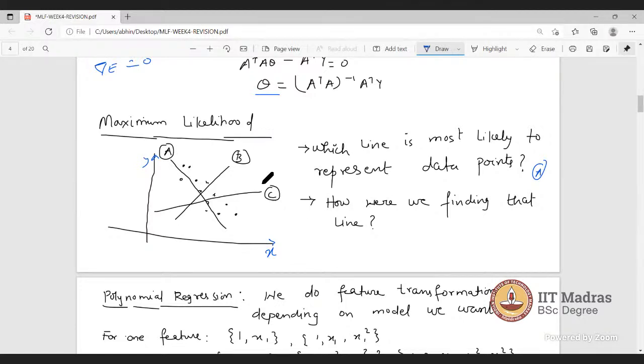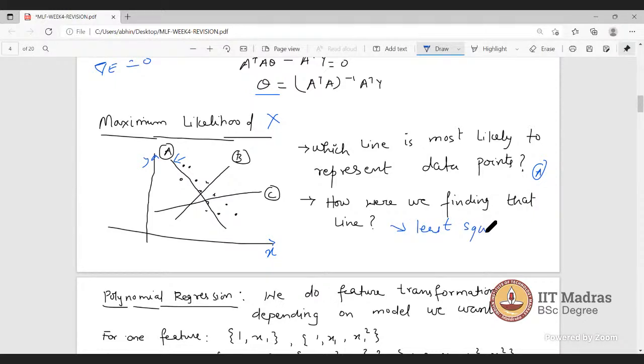So this is what we say. So this is the line of maximum likelihood. Now, can you tell me, the second question is, how were we finding these lines? This line A, how were we finding it? When we were not knowing maximum likelihood, how were we finding it? Using least squares, right? Least squares, yeah.